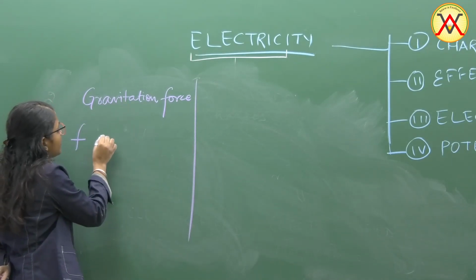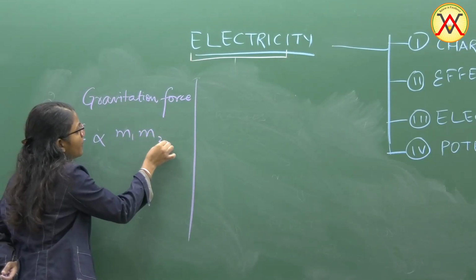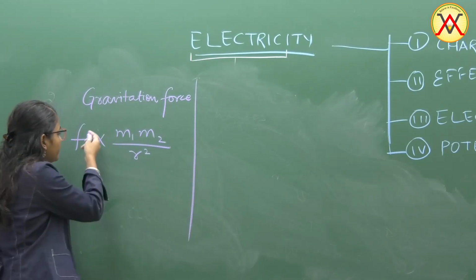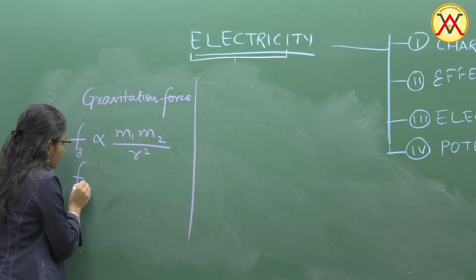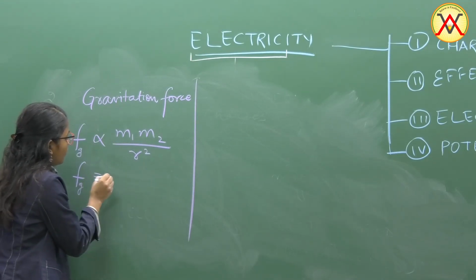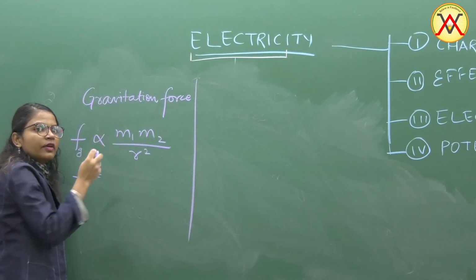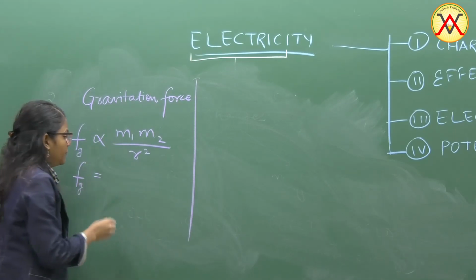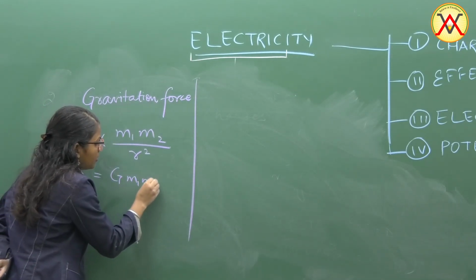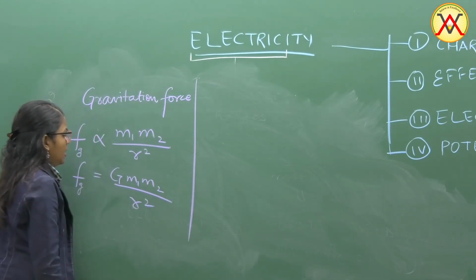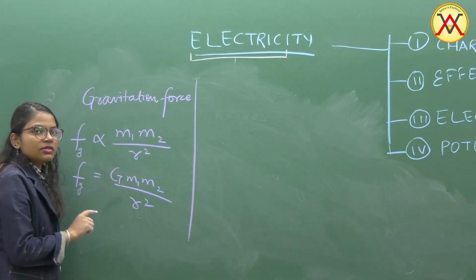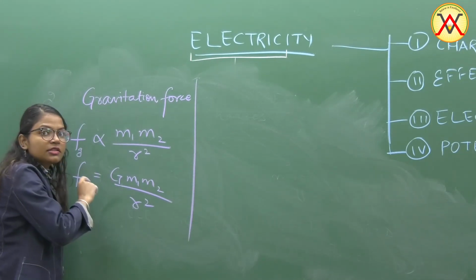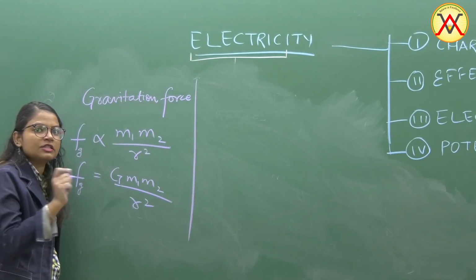This force is always attractive in nature and depends on the product of the masses and is inversely proportional to the square of the distance between them. Small g means gravitation force. When we remove this proportionality sign, we get a constant of proportionality, the universal gravitation constant in case of gravitation. And this universal gravitation constant does not depend on any medium or any value. It remains constant throughout the universe, throughout the places, throughout the bodies.